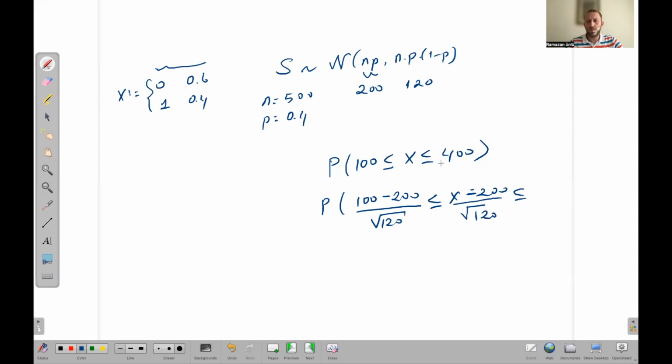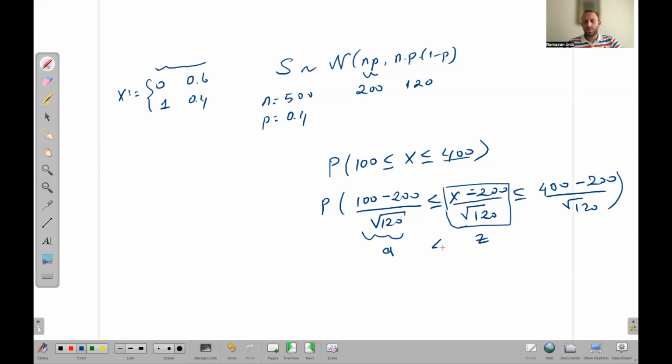And also same thing for this one, which is... so this is a number A, and this is a Z. Remember the standard normal distribution, we have used Z. And this is the sum value, right? B. So remember the table, this standard normal table.